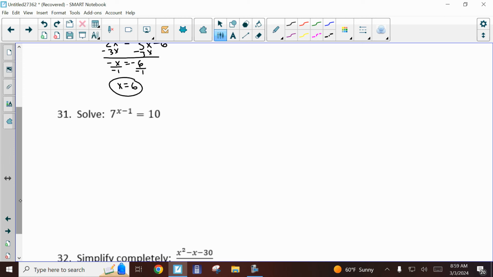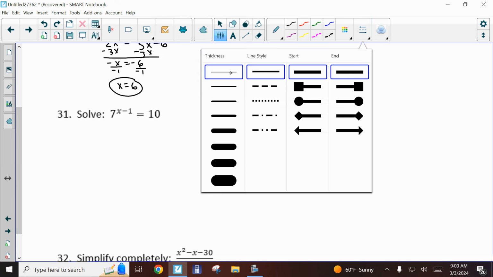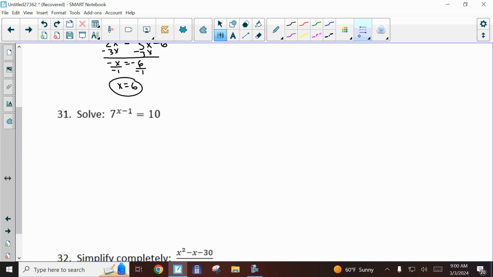Okay, now, problem 31 looks like we cannot change a 10 into a 7, and 7 is prime, so 7 can't be rewritten either. So in that case, if you can't change the bases so they match, you just have to take the ln of both sides. That brings the exponent out to the front, so you're going to have x minus 1 times the ln of 7 equals the ln of 10. And then you're going to try to get the parentheses by itself by dividing by the ln of 7.